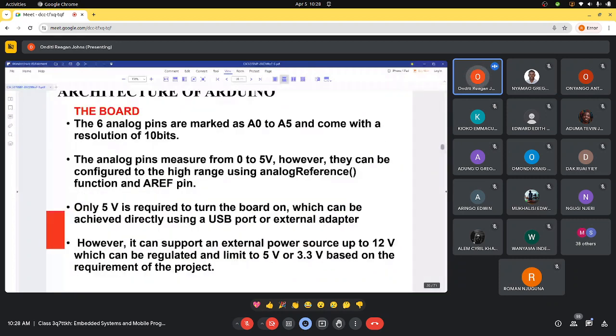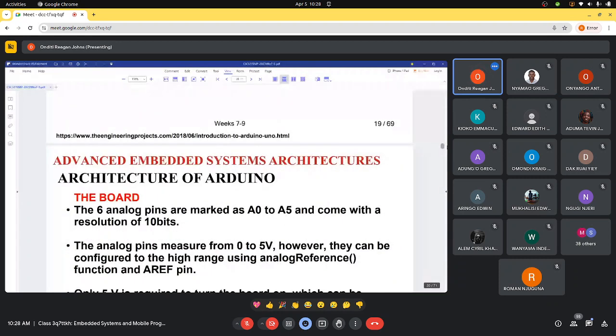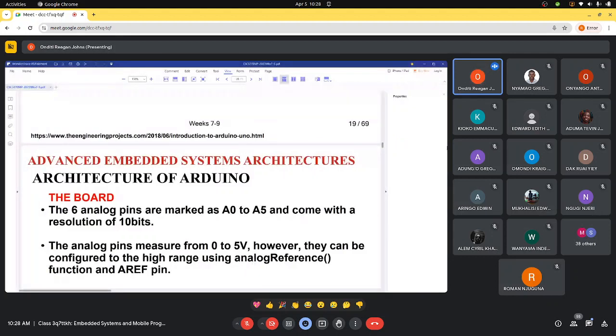We've also seen the 6 analog pins, and they come with 10-bit resolution. The analog pins measure from 0 to 5 volts. However, they can be configured to a higher range using, now, do you remember the pins for the power pins? This is where the analog reference comes in. So they can be configured to a higher range using another pin called the AREF pin. If you check on your board, you're going to see the AREF pin. You can see what is the function of the AREF pin.